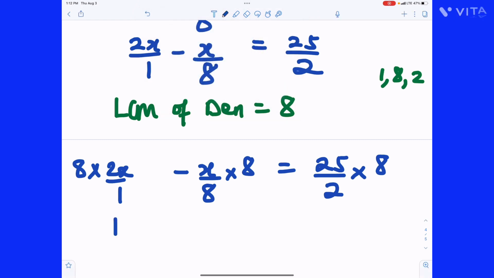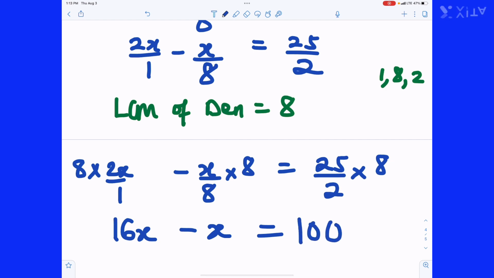So 8 times 2x, 16x. 16x over 1, 16x. 8 divided by 8, 1. 1 times x, that gives me what? Minus x. Then 2 here 1, 2 here 4. 25 times 4, 100. I hope you got that. I did 2 in 8, 4. Then 25 times 4, 100. So 25 times this 4. That's how I got my 100.